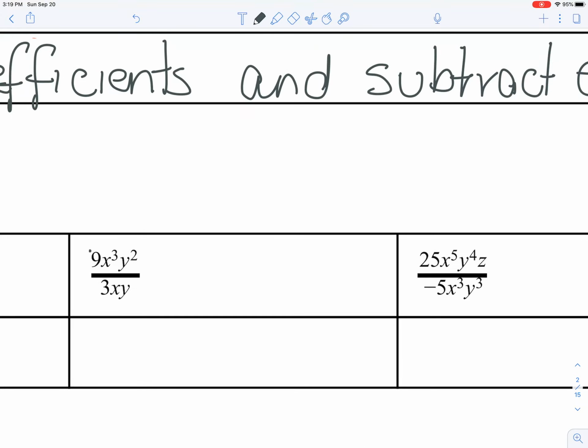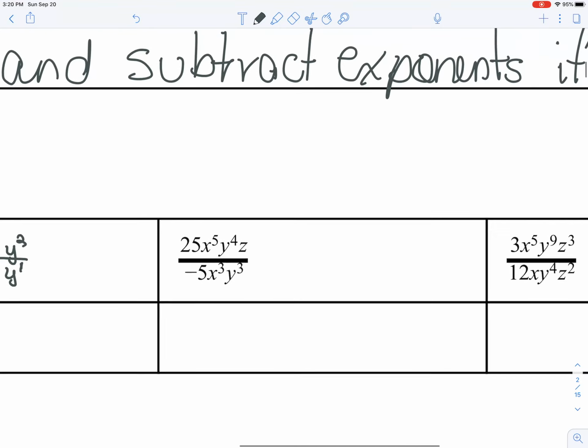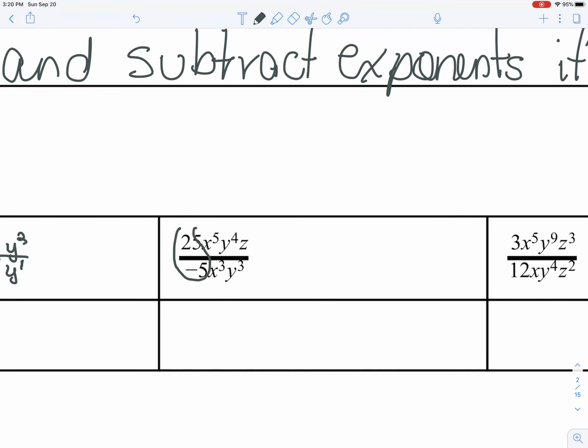All right, and the second one, I'm going to divide my coefficients, which is 9 divided by 3, which is 3. And then this is x to the third over x to the first. So I subtract my exponents, that gives me x squared. And then this is y squared over y to the first. Subtracting my exponents, that just gives me y. 25 divided by negative 5 is a negative 5. And then we have x to the fifth over x cubed, times y to the fourth over y cubed.